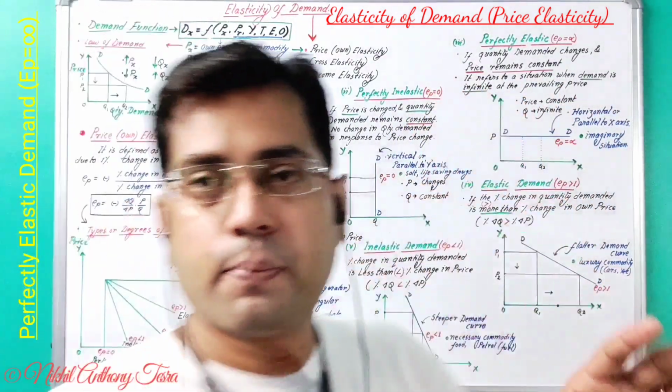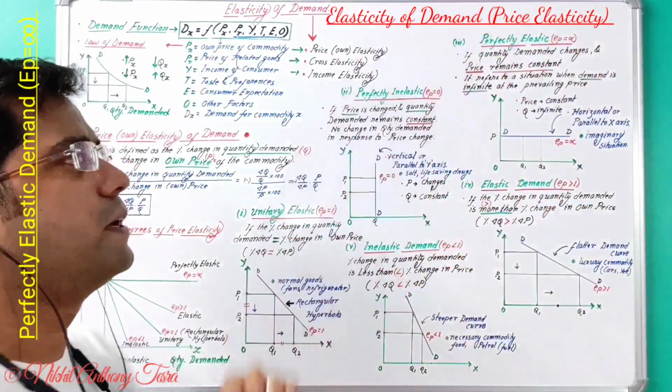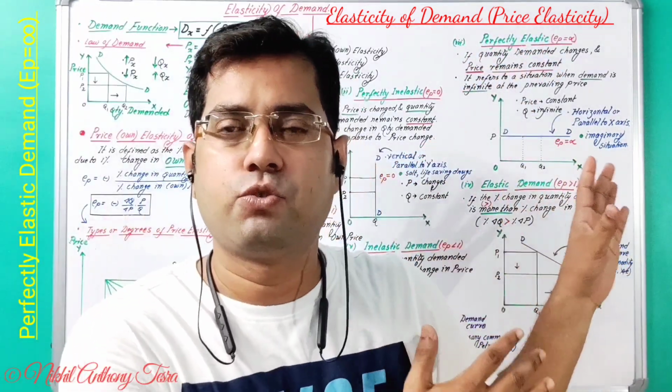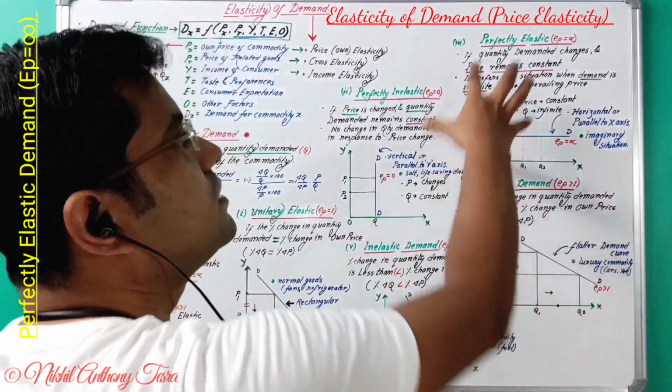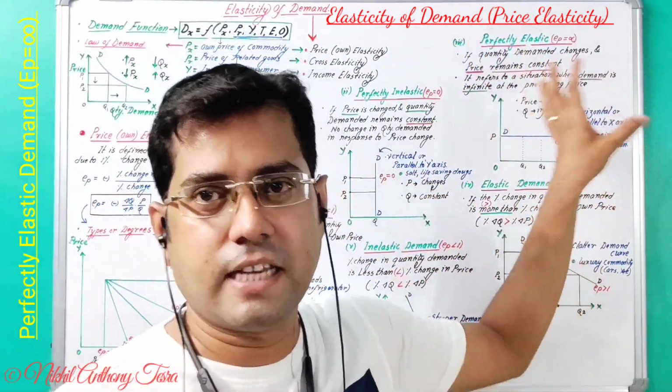So it means what? Price is at the prevailing price, the quantity demanded changes, but price is not changing. This is, friends, actually an imaginary situation and imaginary conditions. This is not practical actually. Okay, friends, so here we are not having any such examples.